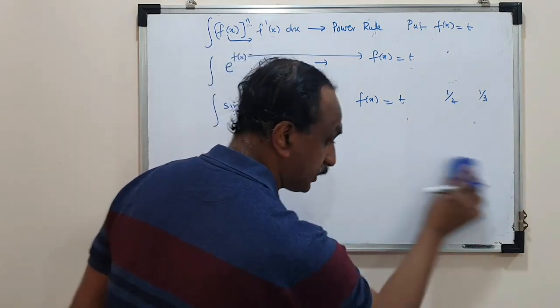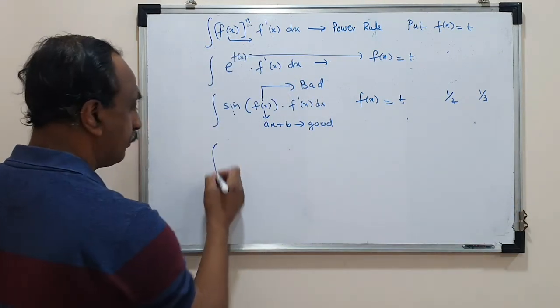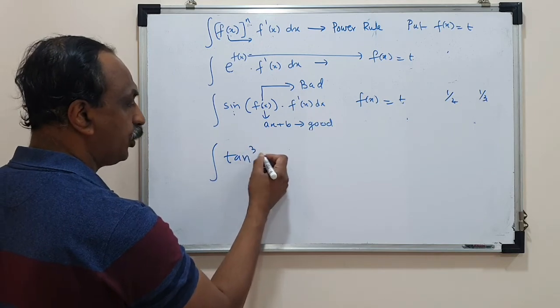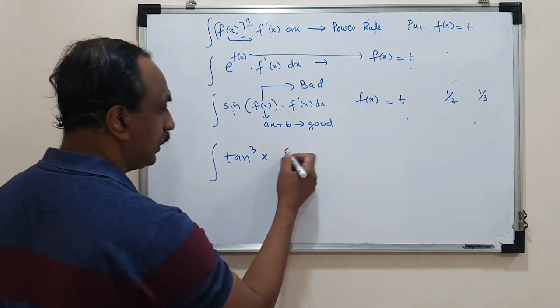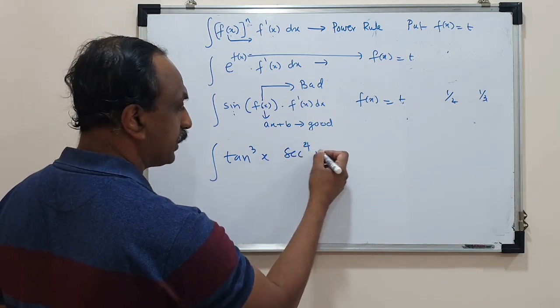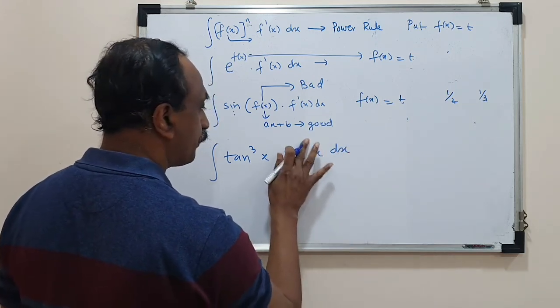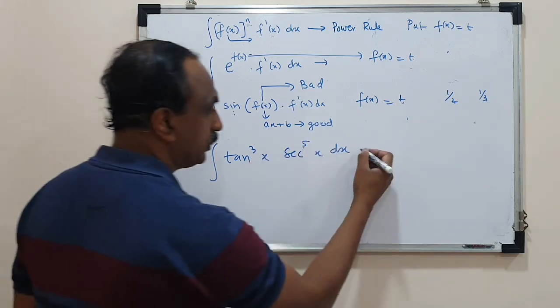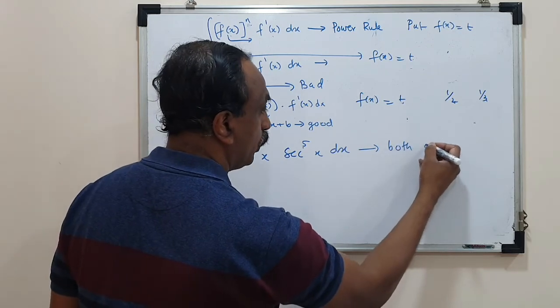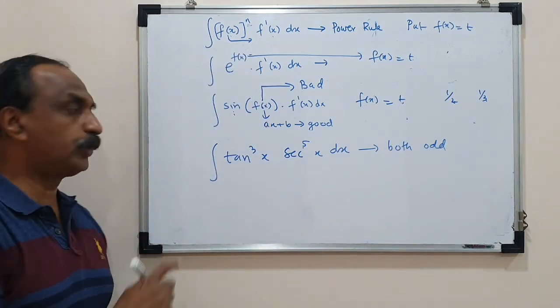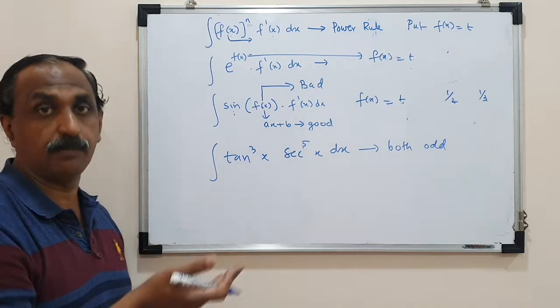Then we came to the last one, odd and even. That is tan cube x into, let's say, sec raised to 4 x dx. Sec raised to 5 x. So both odd. Both should be odd in this. Then only it will work. So now don't think, if it is even, what to do. There is some other method for that.